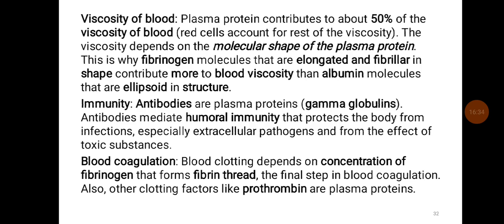Plasma proteins also play an important role in immunity. Antibodies are nothing but plasma proteins, gamma globulins. Antibodies mediate humoral immunity that protects the body from infections, especially the extracellular pathogens, and from the effect of toxic substances. Blood coagulation. The blood clotting depends on the concentration of fibrinogen that forms fibrin thread, the final step of blood coagulation. Also, other clotting factors like prothrombin are plasma proteins.